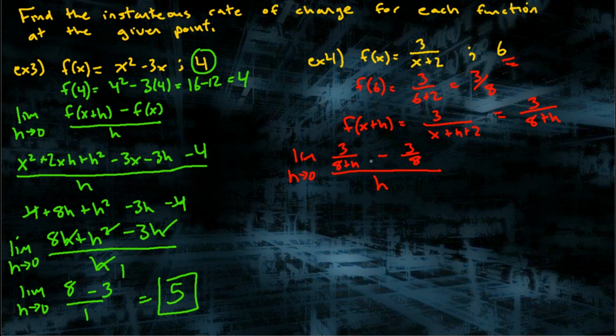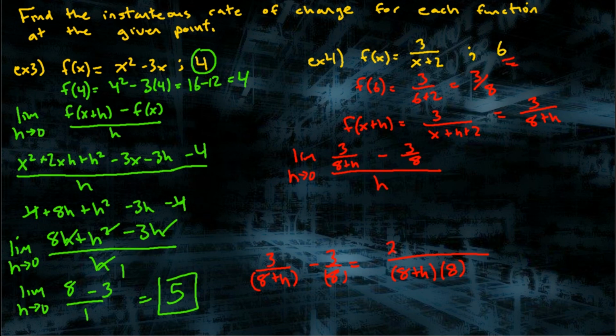So to do that, I'm going to need a common denominator. And actually I'm just going to show all this combining, then I'll delete it. So it's going to be 3 over 8 plus h minus 3 over 8. Our common denominator is 8 plus h times 8. So this does not have an 8 in the denominator. It has the quantity 8 plus h, but it doesn't have just an 8.